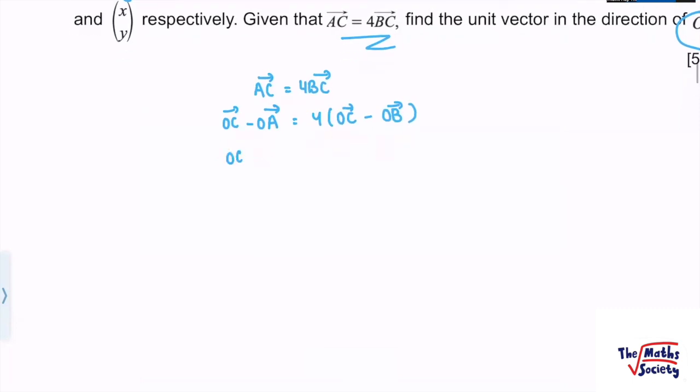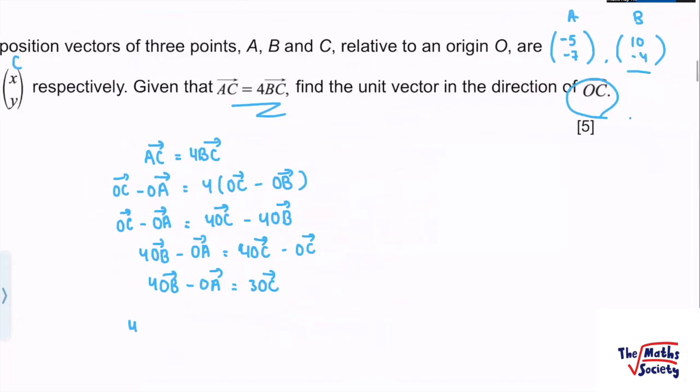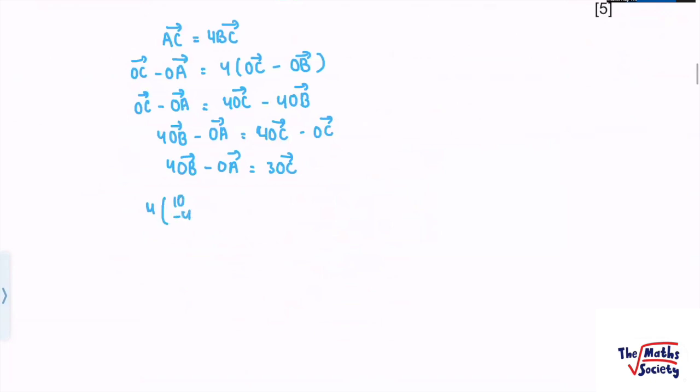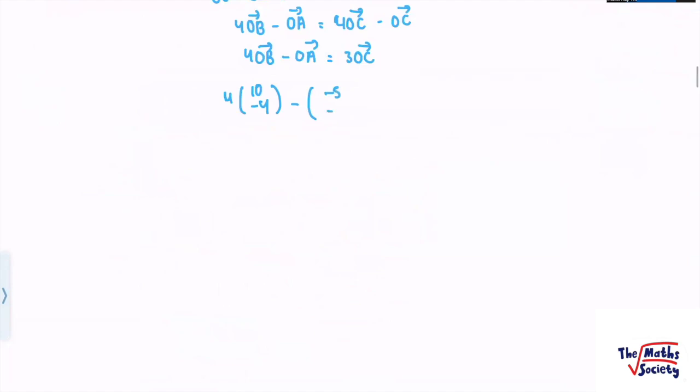So you'll have OC minus OA, 4OC minus 4OB. And you can move it to this side, so it'll be 4OB minus OA, 4OC minus OC. So you'll get 3OC, but still 4OB minus OA. Yep, so it's 4OB. We have B, 10 minus 4, minus OA, which is minus 5 minus 7. That is equal to 3OC.